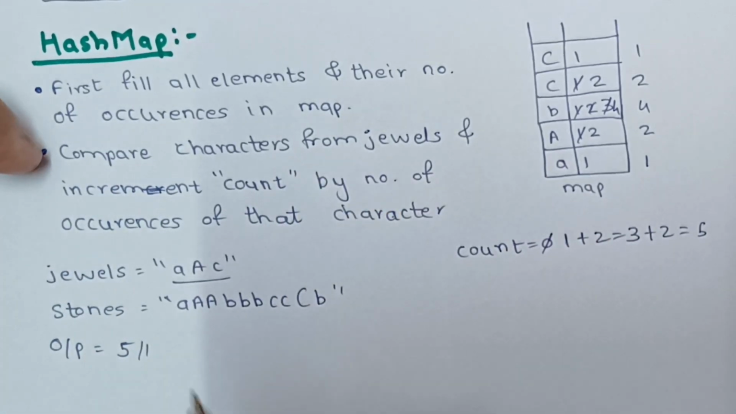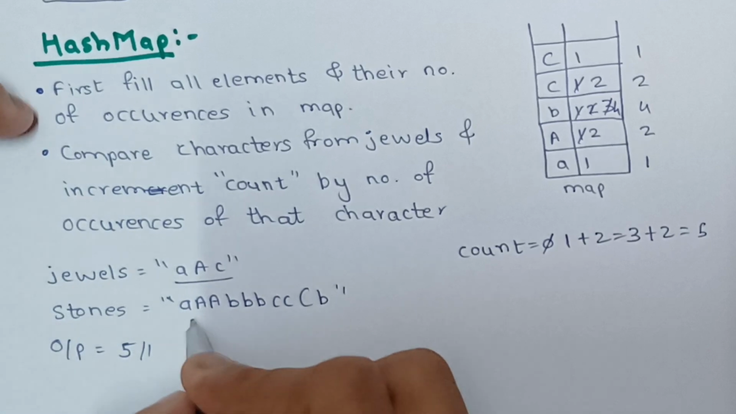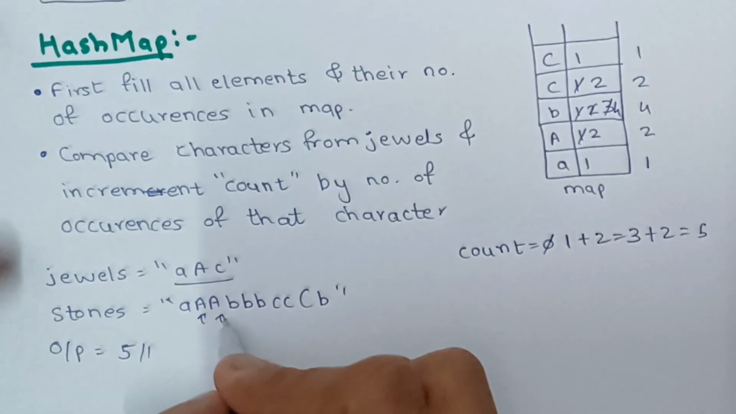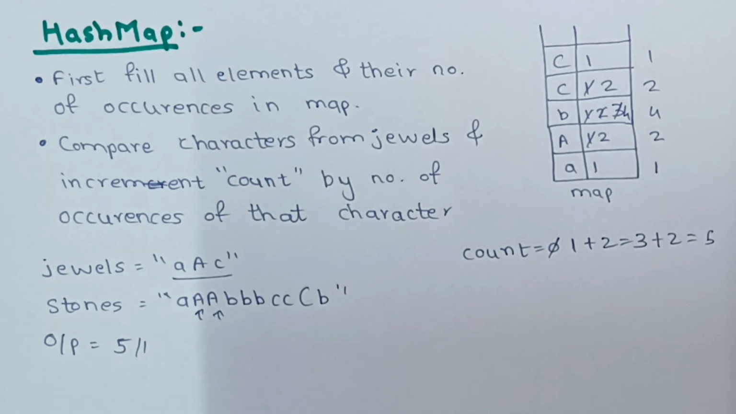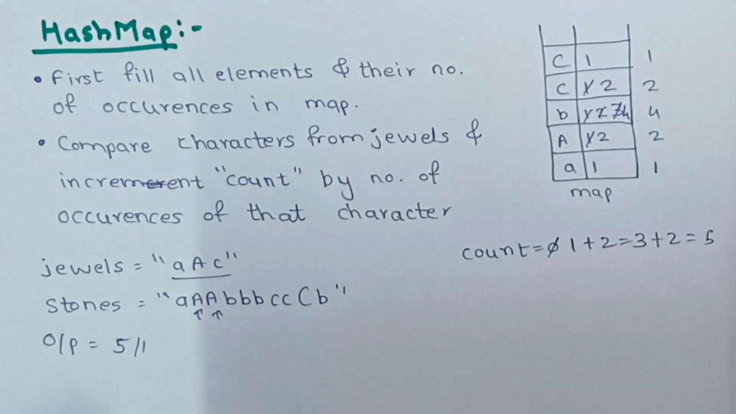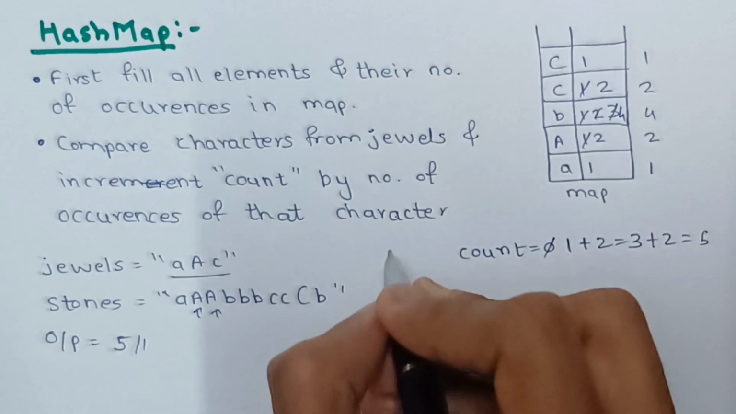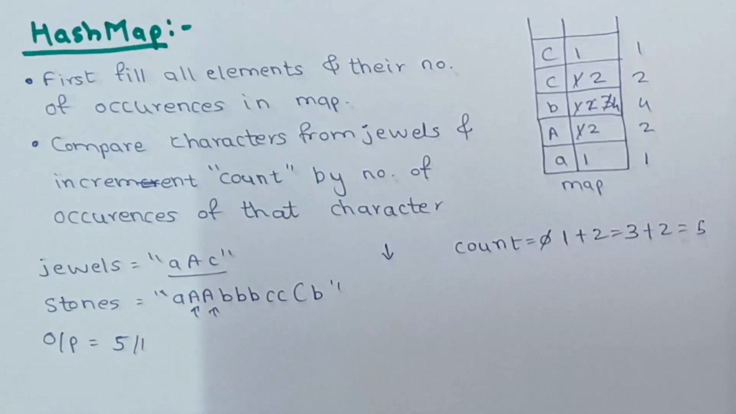Why? Because with the hash set we are traversing again and again. Capital A, again we are finding the capital in this set. This consumes somewhat more time than the hash map. In the hash map, we are directly adding the occurrences of those elements from the stones. This will consume less time than the hash set.